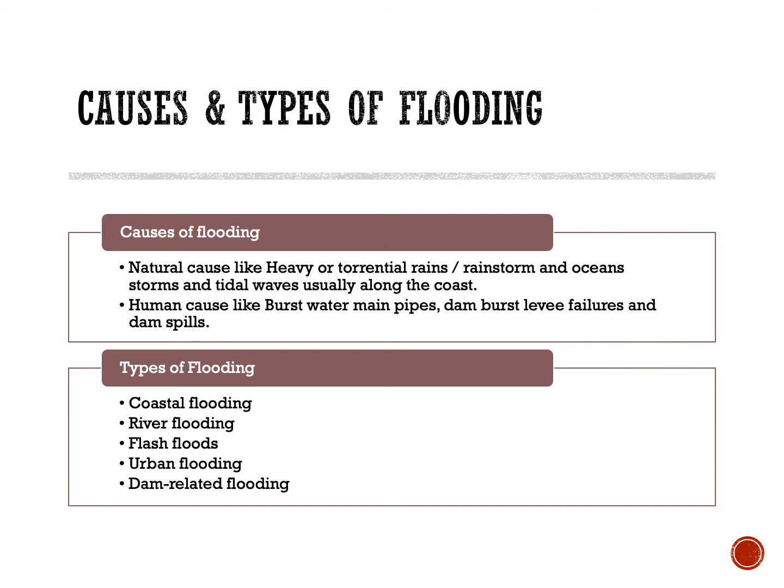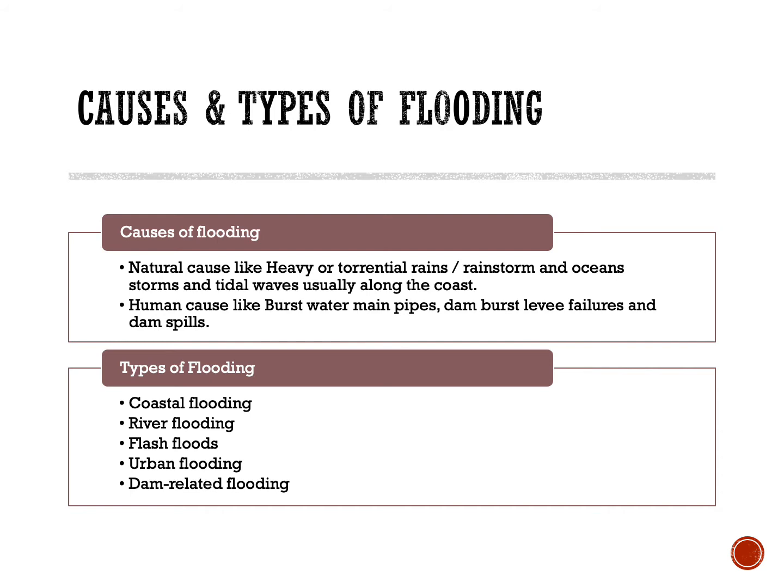So what are the causes of flooding? It can be natural or man-made. Natural causes of flooding are things like heavy and torrential rain. It's usually seen in coastal areas, like when it rains heavily in Lagos, Port Harcourt, and Bayelsa, you can have flooding. And then ocean storms and tidal waves, usually along the coast, can also cause big bodies of water to overflow and lead to flooding. So these are the natural causes.